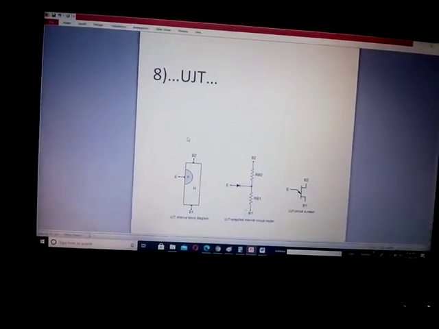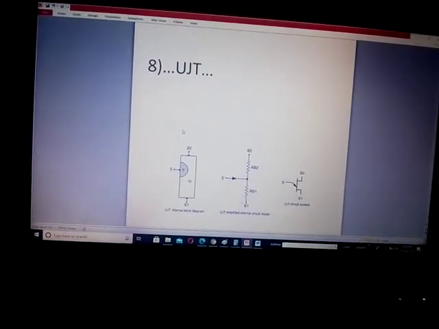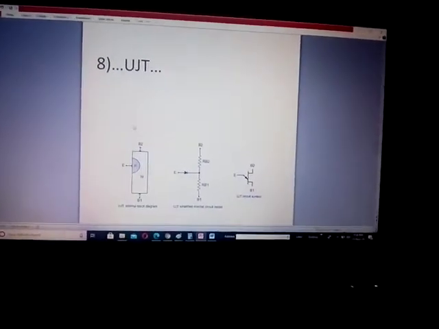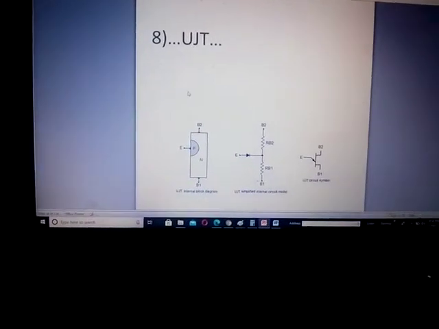Class 11 for Power Electronics, final year KPT electrical students. UJT, Uni-junction transistors.